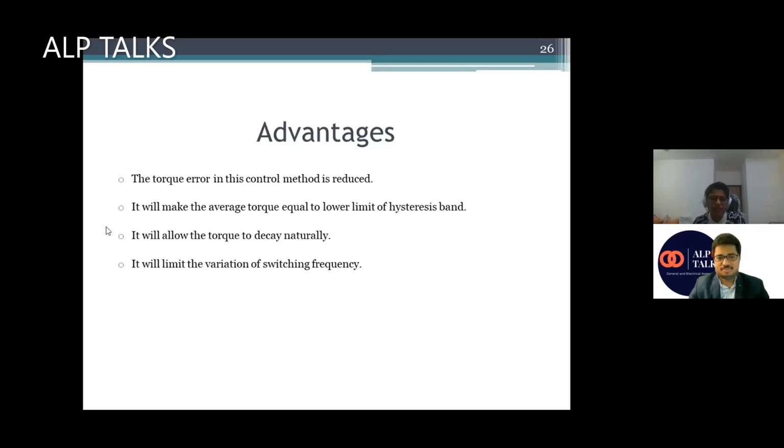As I have already told you, it can reduce the torque ripple, and we can apply the active voltage vector and the zero voltage vector not for all the time, but for less than the sampling time period which we have calculated. And also it can be used for a constant switching frequency.